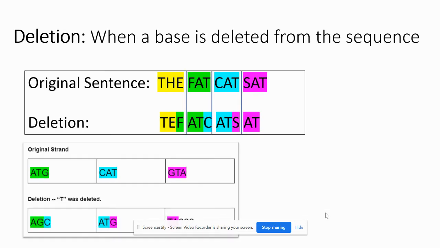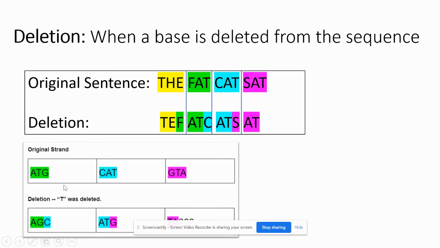All right, so the next one is deletion. So a deletion is when a base is deleted from the sequence. Here's that sentence again, the fat cat sat. Now imagine we deleted the letter H: tef, etk, ets, at. Now this sentence is read incorrectly. All right, again, here's the original sentence. We deleted a letter, the letter H in this example, and now the sentence is read incorrectly.